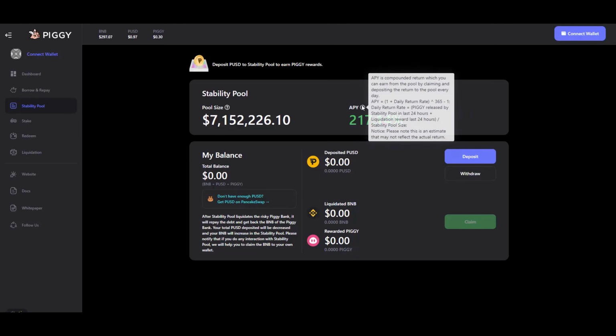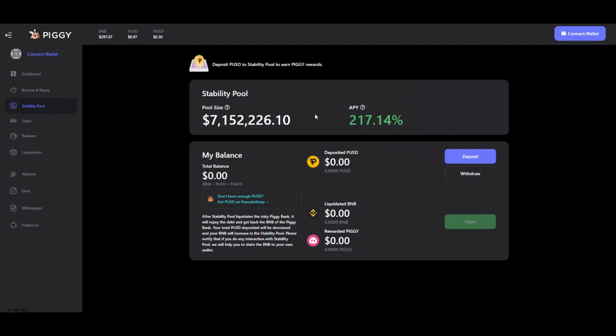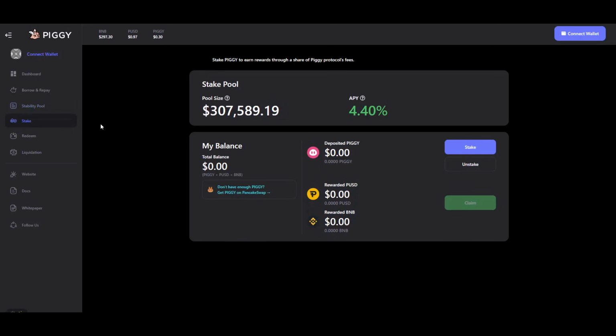217% APY, this is pretty decent APY, okay? You have an explanation of what APY is. There is a difference between APY and APR, guys, keep that in mind. But considering this 217%, it's still very, very good, because as you can see, the pool size is also quite big. Obviously, the more people stake, the lower the APY will be, because that's how it works, okay? So it might decrease a little bit by the time you see this video, but I don't think it will decrease by a lot. So it's still very, very early and very good to stake this, because again, you can get your Piggy, and then you can profit off of it as well.